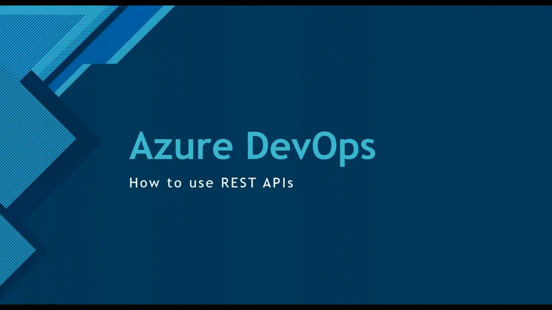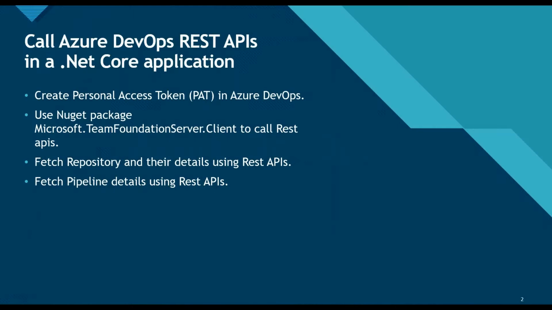In this video, we will see how to use Azure DevOps REST APIs and fetch the repository and pipeline details from Azure DevOps Portal using REST APIs. So we will create a .NET Core application where we will use a personal access token in Azure DevOps and a NuGet package to fetch the repository and pipeline details.